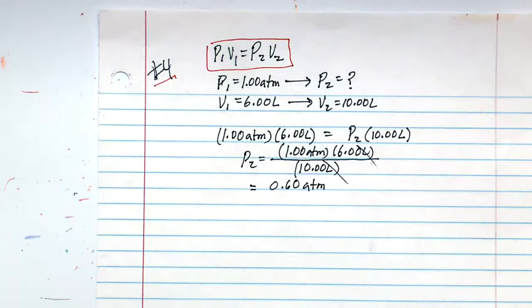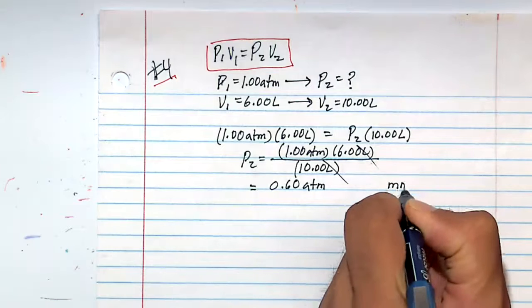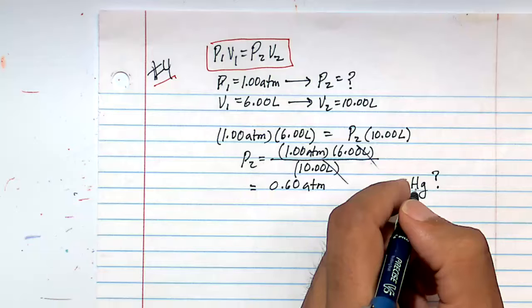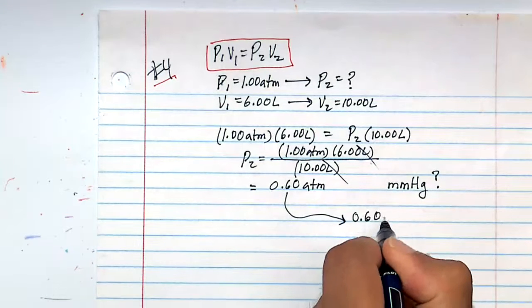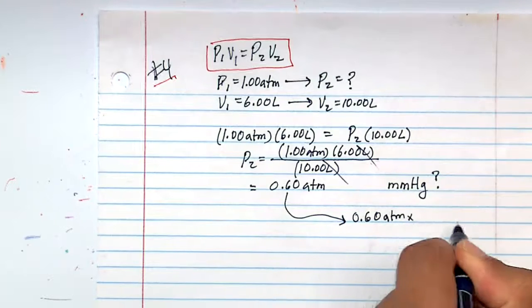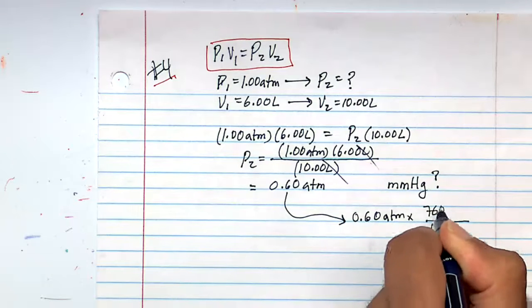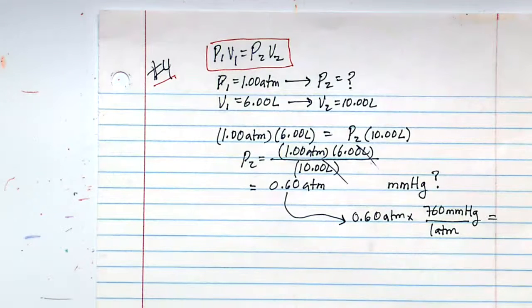0.6 atmospheres. So that would be the answer. Sometimes the question asks you to give the answer in these units, millimeters of mercury. If you want to do that, you're going to need this conversion factor, which you do not have to memorize. And that would be the answer in millimeters of mercury, whatever that is. That I don't know.